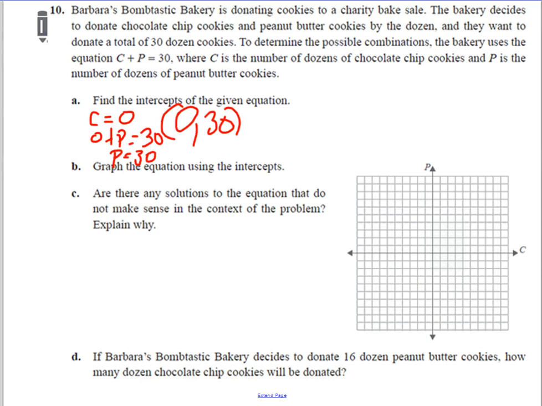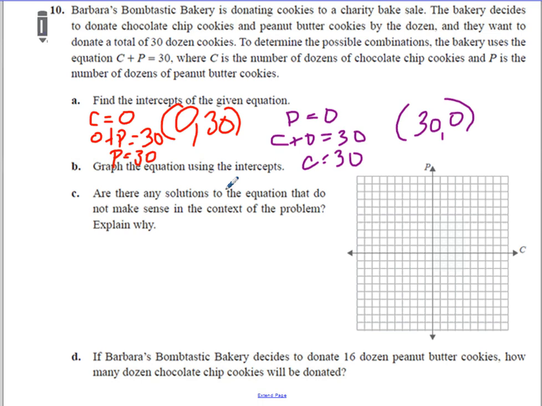And we're going to do the same thing for our P equals 0. And we're going to get C plus 0 this time equals 30. So again, C equals 30. So that tells us if no peanut butter cookies are made, you have to make all 30 dozen chocolate chip. And so we will graph them.